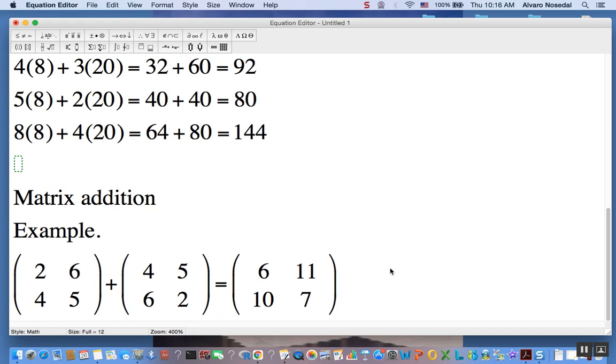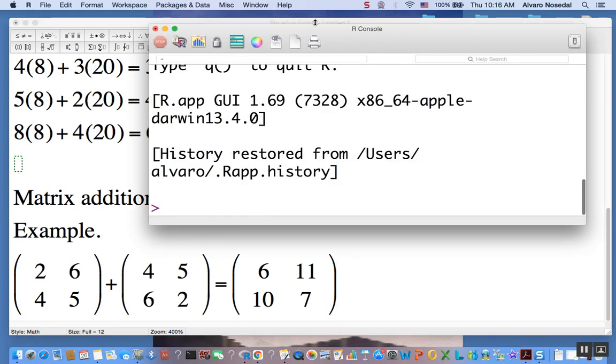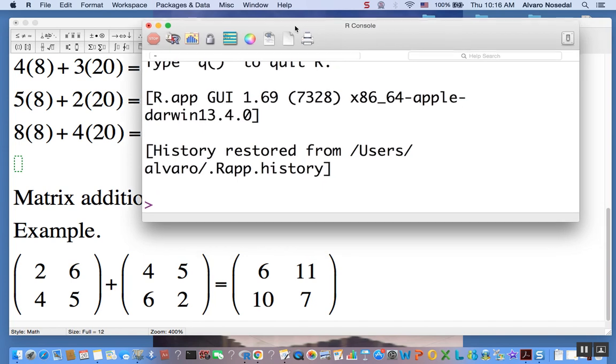Now that we have recalled how this is done by hand, let's try and do that using R. That's why I told you I am assuming at this point that you have already installed R. So let's launch R. I already have that there.